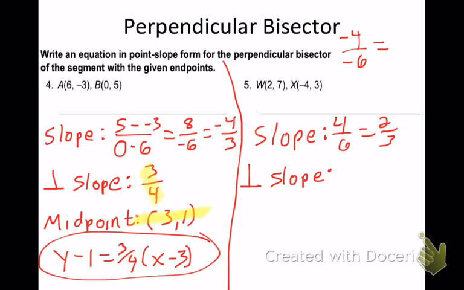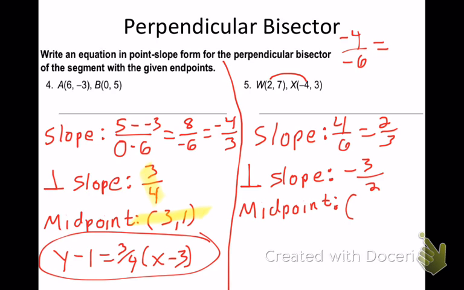Tyler Wilson, what would my perpendicular slope be? Negative 3 over 2. Great. Now I'm going to find the midpoint. Quinn, what would my midpoint be here? What's negative 4 plus 2?